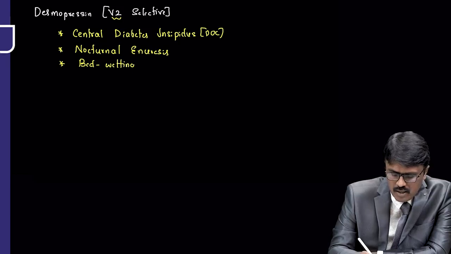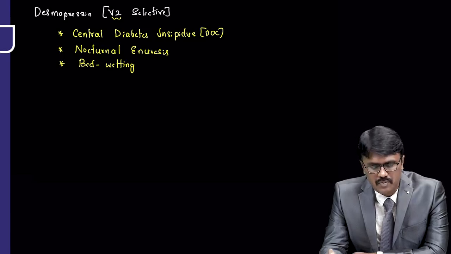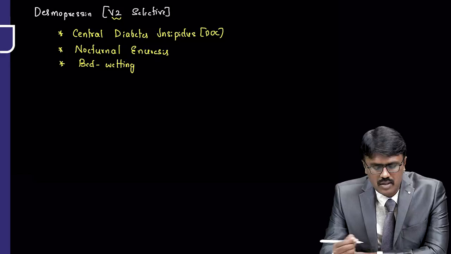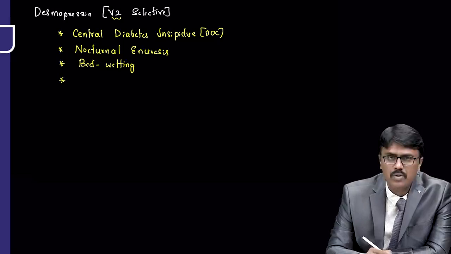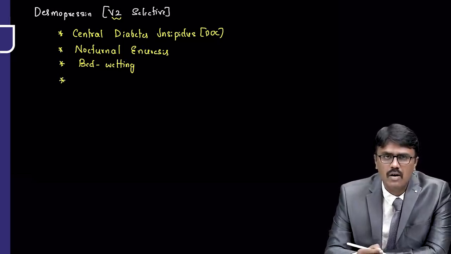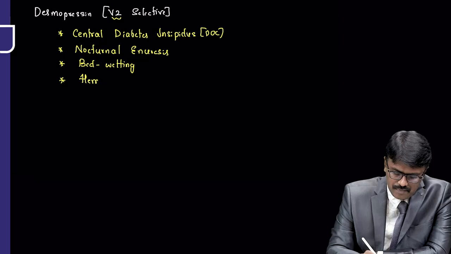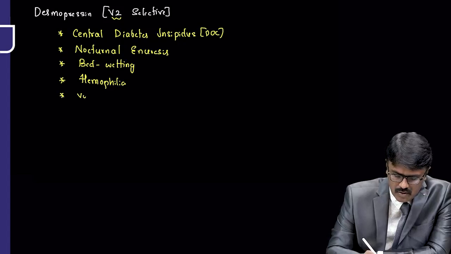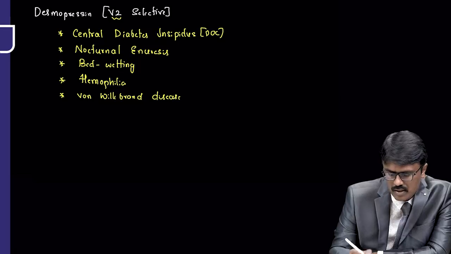So these are the conditions. Why do we use it in nocturnal enuresis or bedwetting? Because it decreases the urine by reabsorbing water. So if less urine is coming, there is no question of nocturnal enuresis and bedwetting in the night. It is also known to increase the clotting factors, von Willebrand factor and factor 8. So it is used in the management of hemophilia as well as a disease called von Willebrand disease. So that is what we mean by desmopressin.